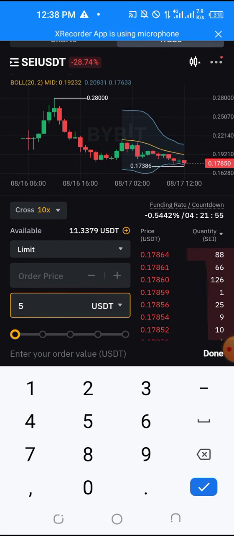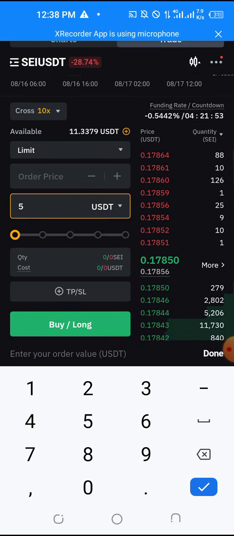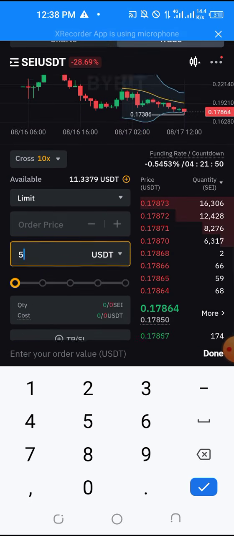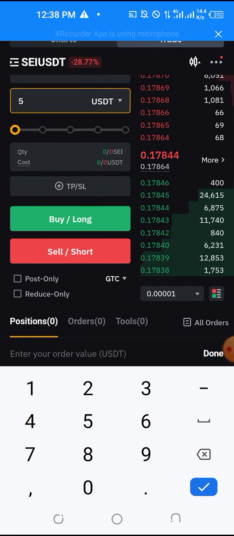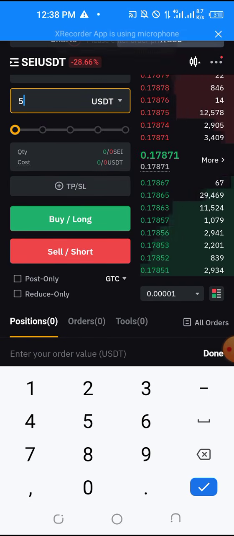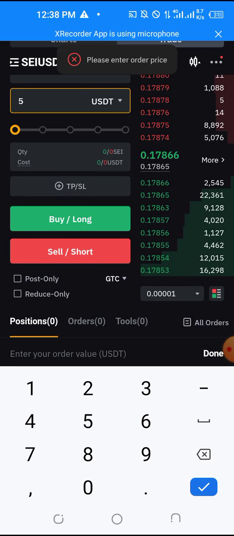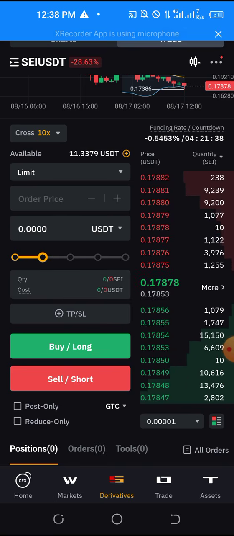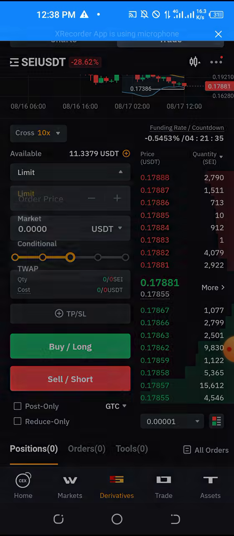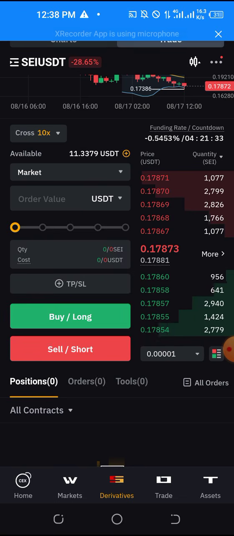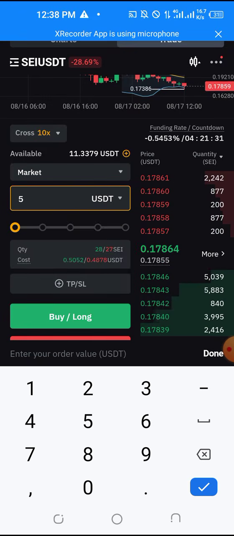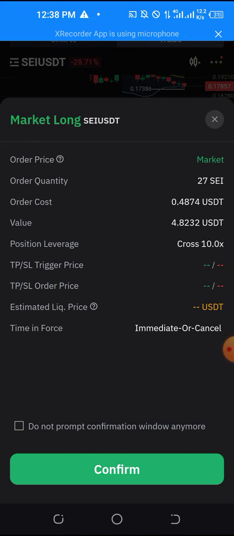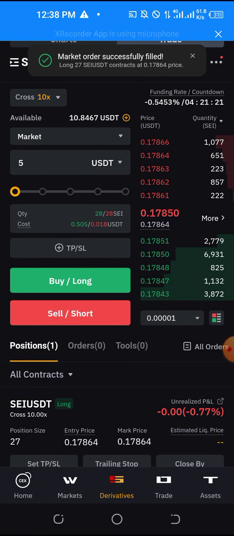Once I put $5 there, the next thing I want to do is to click on buy, because I expect the coin to go up. So let me put market order. Put it on market order, then put it on 5. So I click on buy. I confirm this.